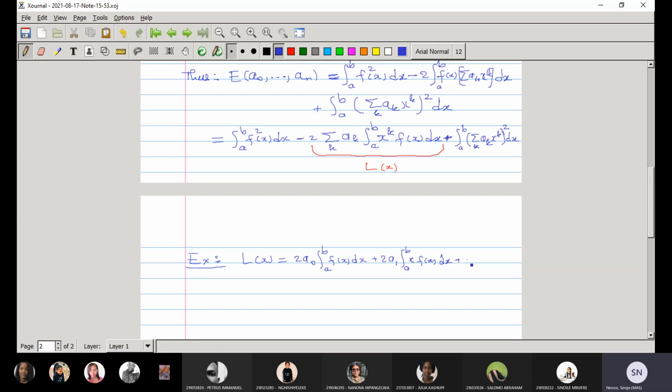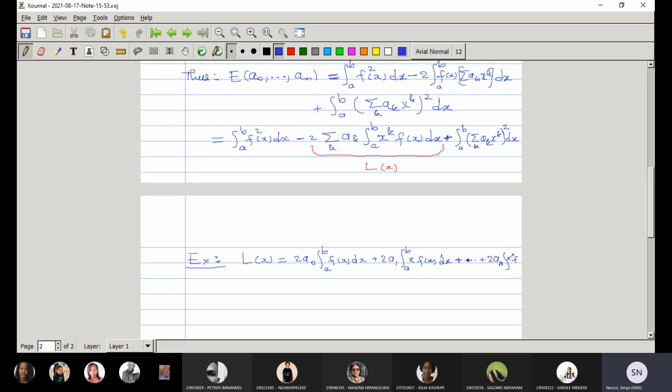Up to the last term, which is 2an, the integral, so this is an, x to the n, f of x dx. Now you can see that this is not dependent on k. That's what I was saying. K is a variable. So if you expand, you don't see k in this expression. You see a0, a1 up to an. You don't see k in this expression.